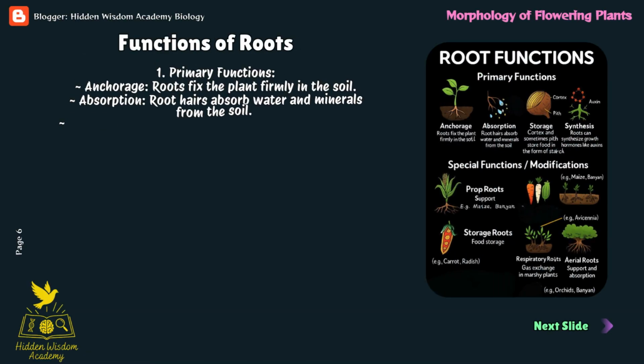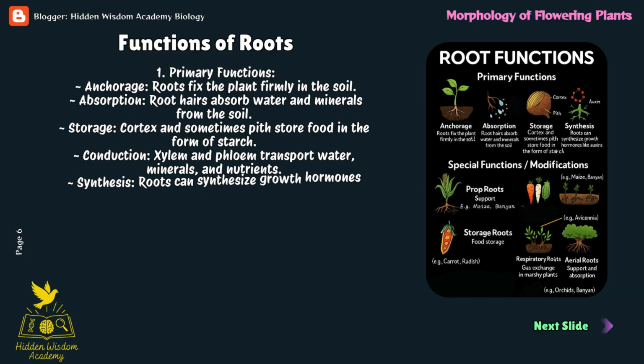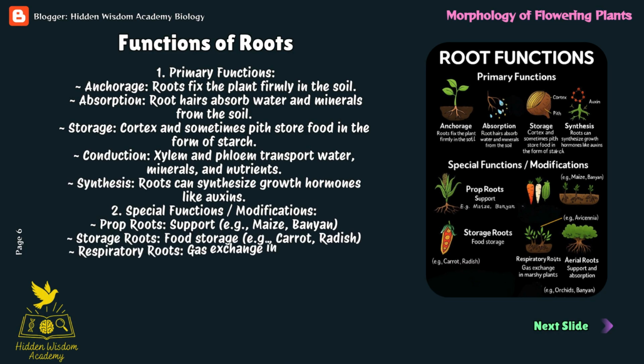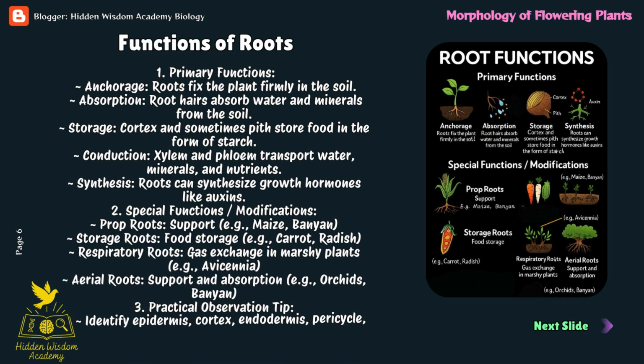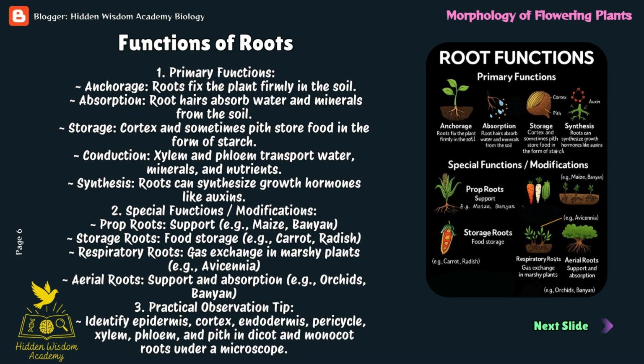Let's see the functions of roots. Roots anchor the plant in soil and absorb water and minerals through root hairs. The cortex and sometimes pith store food, mainly starch. The xylem and phloem transport water, minerals, and nutrients throughout the plant. Roots also produce growth hormones like auxins that help plant growth.